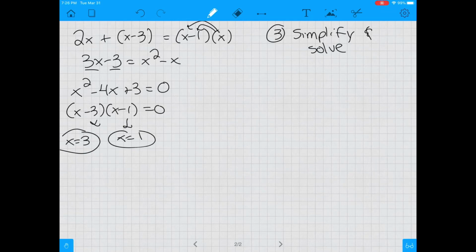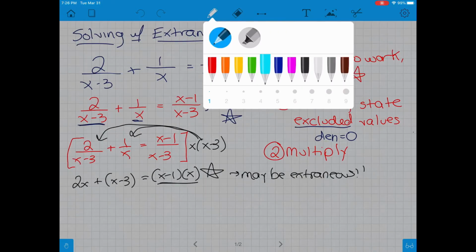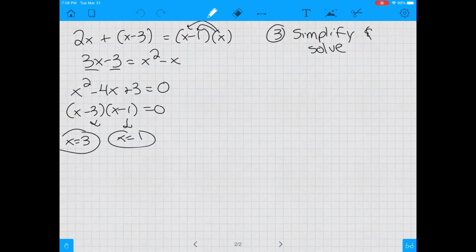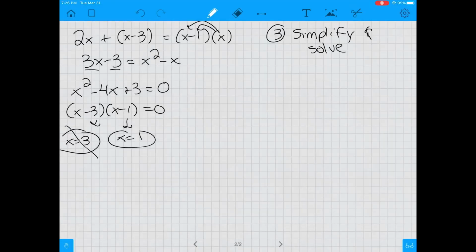But if you remember, taking a look back to my original problem, this 3 is one of my excluded values. It makes a denominator 0. So when I go back to look at my final solution, it turns out x equals 3 is an extraneous solution. I know it appears to work. All of the algebra I did here was perfectly legal.